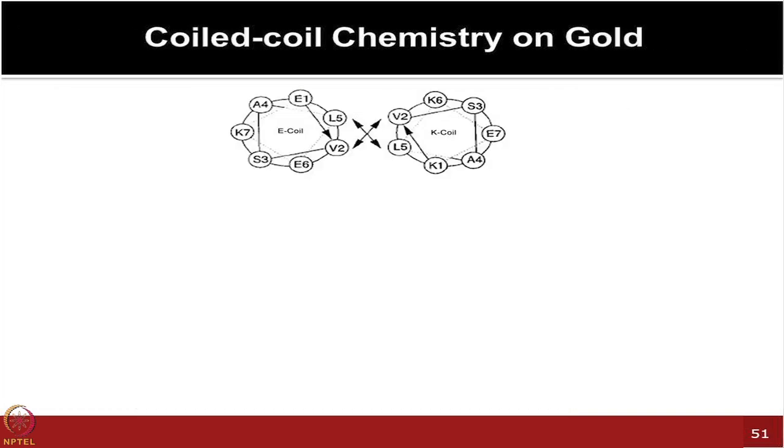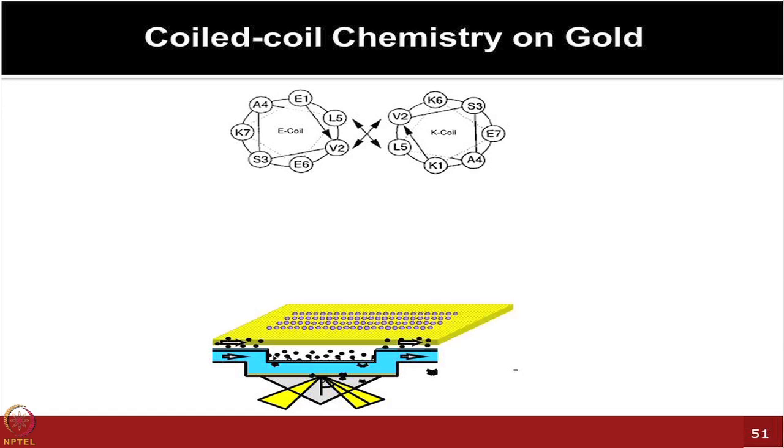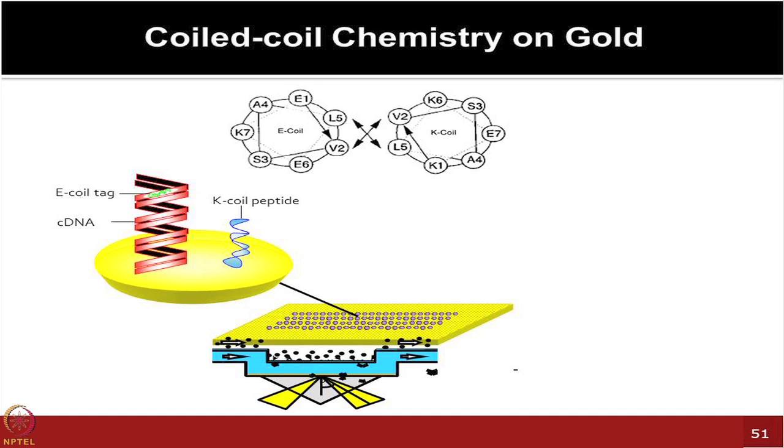Then newer approaches came, one of them being coiled-coil chemistry using E-coil and K-coil. Our clones may have the E-coil and the chip may have the K-coil. Now you print all your clones using the same NAPPA concept, but you have the K-coil peptide as a capture peptide, and each clone contains an E-coil tag. So you are talking about peptide-peptide interactions here, a very strong interaction, without having so much material printed on the chip surface. So the same issue you saw earlier could probably be resolved by using the new chemistry.